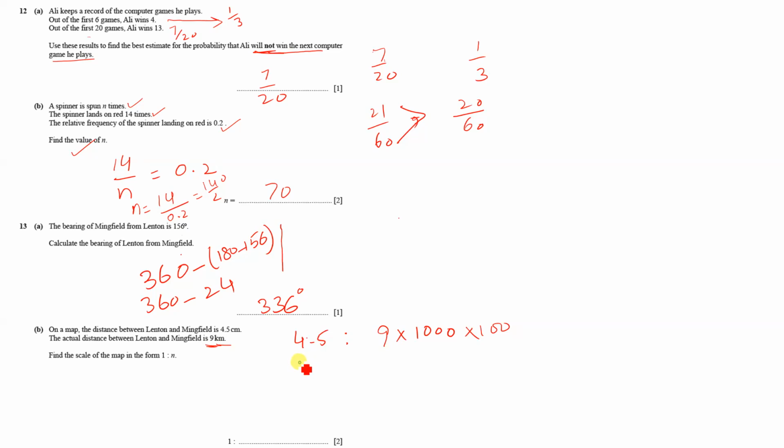And 9 times 1000 times 100 over 4.5. So that would be 1 to, 4.5 times 2 is 9, so 200,000. So this is the form 1 to n.